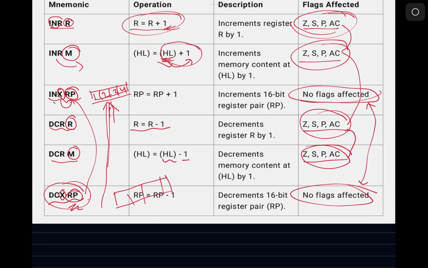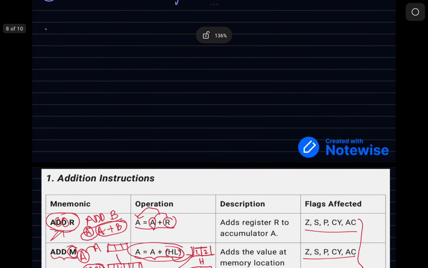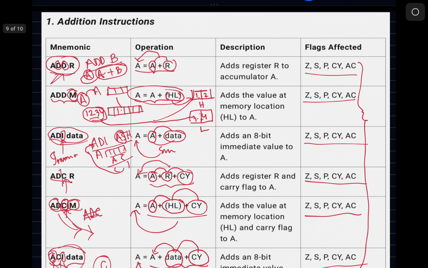So for example, these instructions are used to increment or decrement the address, right? And not the data to be manipulated. Okay, I think this sums up the arithmetic instructions in 8085.